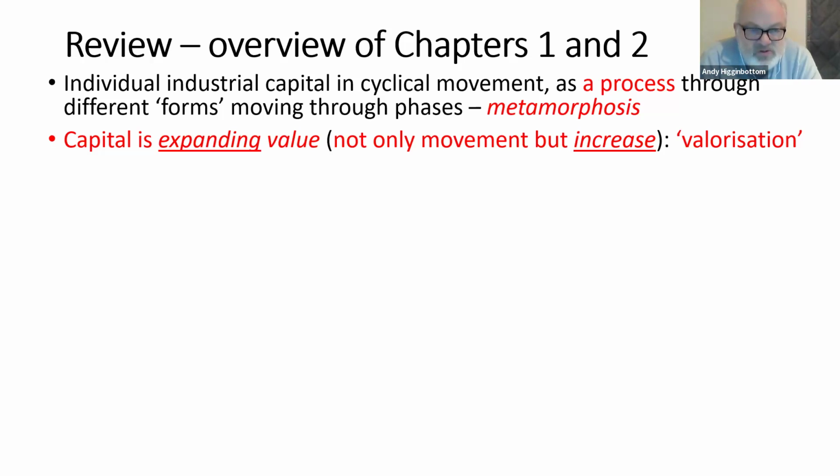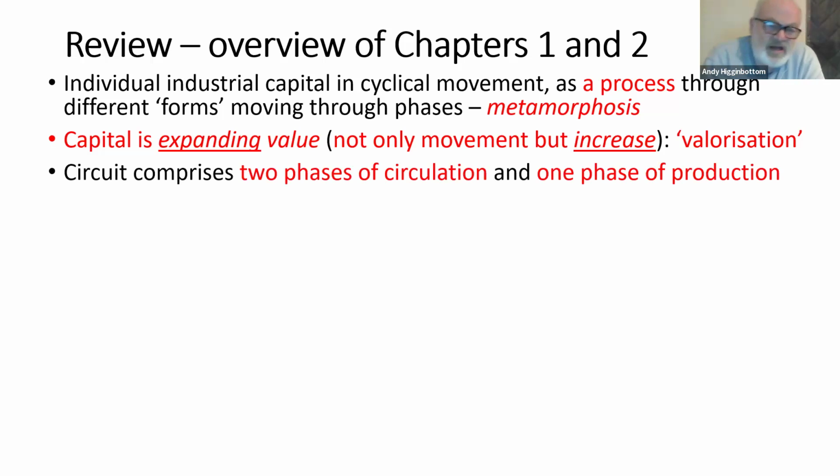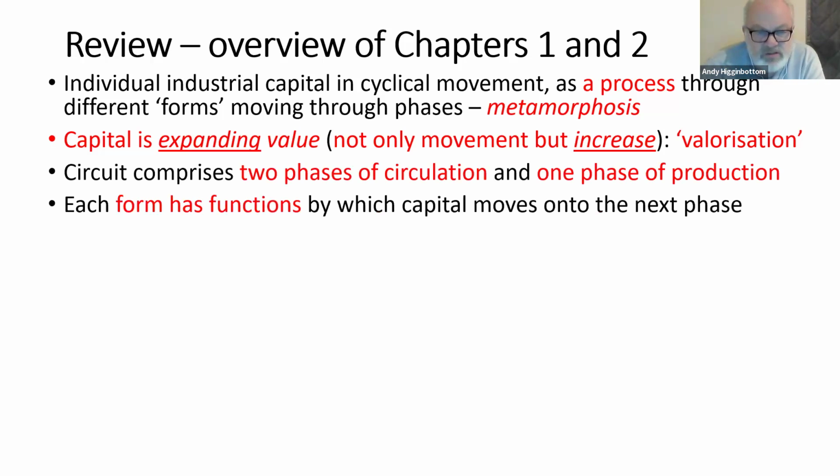What is going through them? What's the content here? It is capital, which is presented here as expanding value. It's not just value going through a process. Through this process, capital expands. So it's not just about movement. The movement is also about increase. And this increase of the value as it goes through the process, Marx gives the term valorization, increasing value, valorization. The circuit has 2 phases in circulation and 1 phase in production.